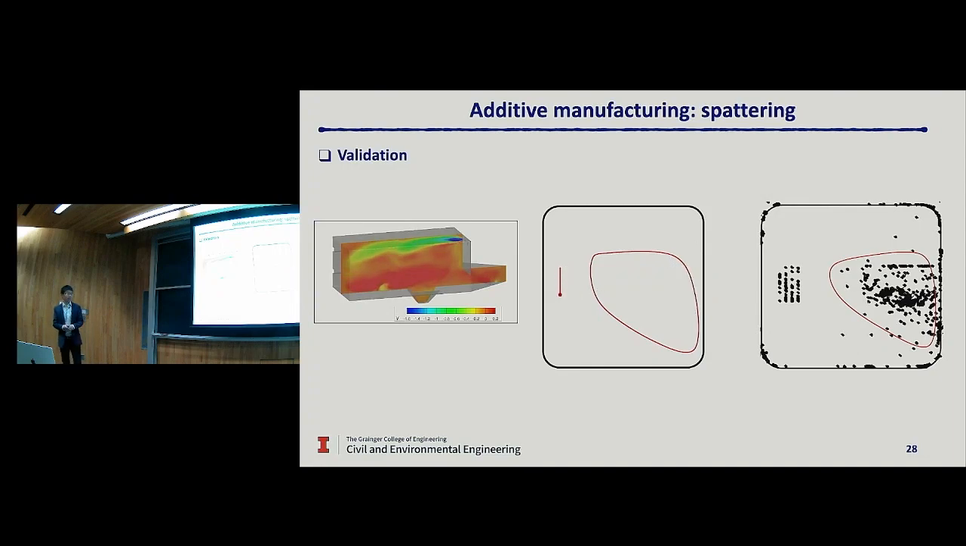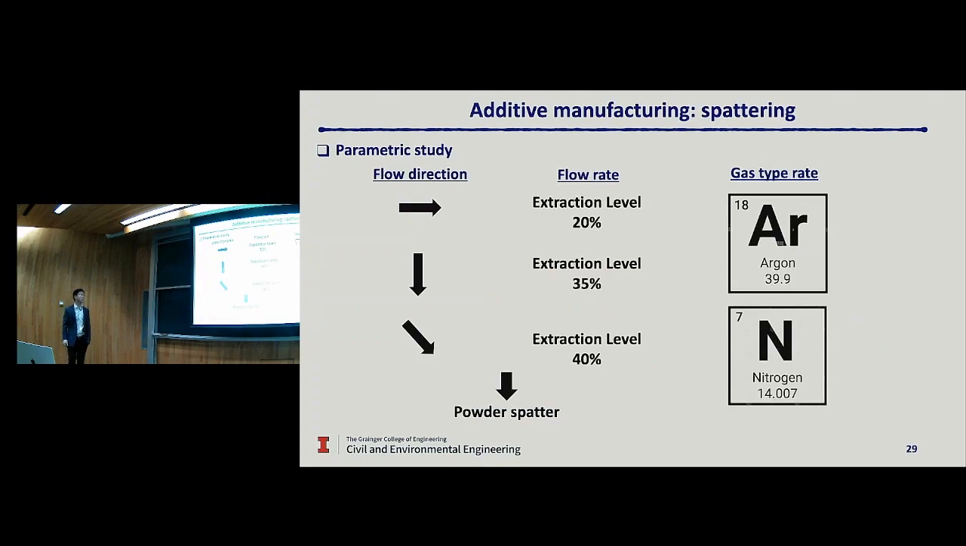So we feel maybe it's good enough, right? We decided to do some parametric study. We choose 3 important parameters of the gas flow, which we feel are the most important for the parametric study. So one is the flow direction. We consider 3 directions: horizontal, vertical, and 45 degree.